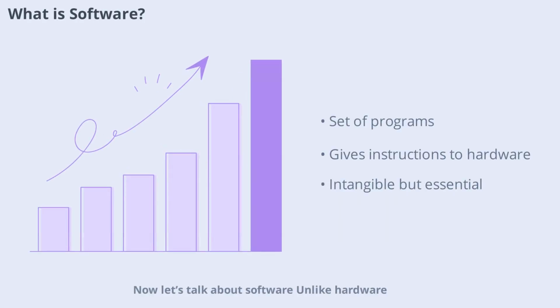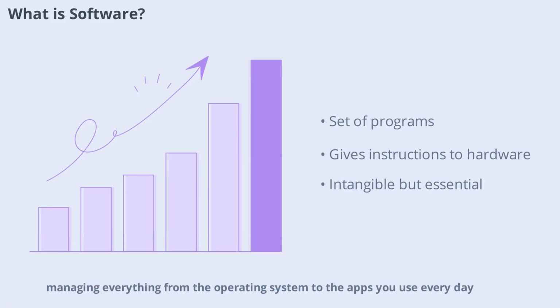Now let's talk about software. Unlike hardware, software isn't something you can see or touch. Software is a collection of programs and instructions that tell the hardware what to do. It's the invisible force that controls how your computer operates. From the moment you turn on your computer, software is at work, managing everything from the operating system to the apps you use every day.